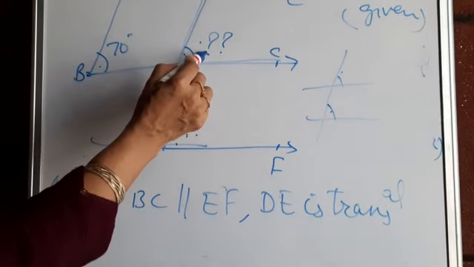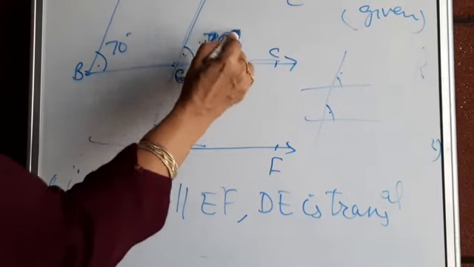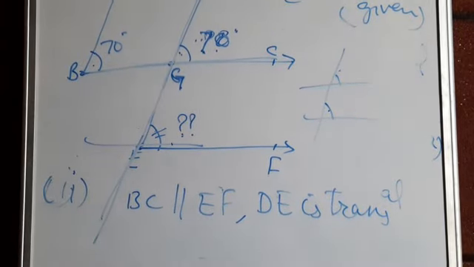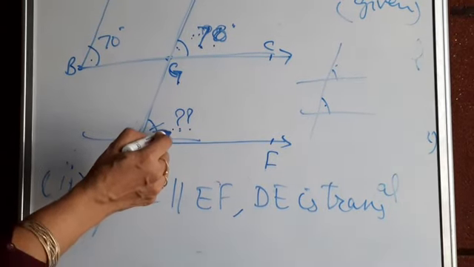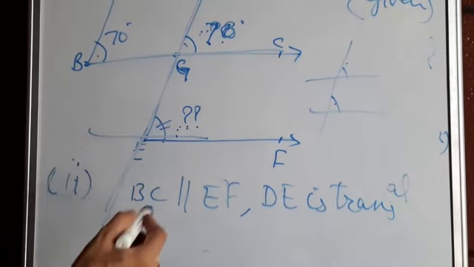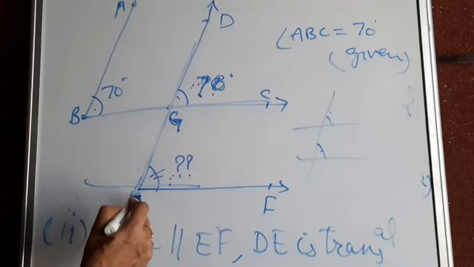This we have just now found in the first part, this is 70 degrees. So these two angles are corresponding. It will also be 70 degrees. So how do we write? You have to write down the name of this angle.